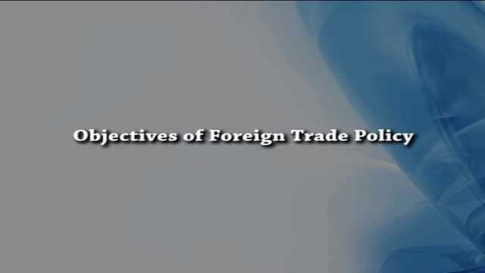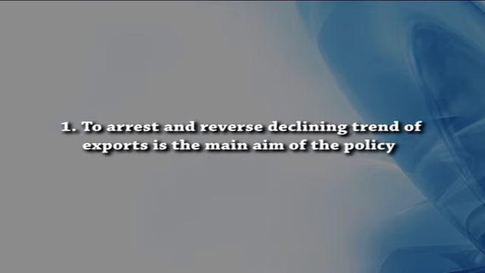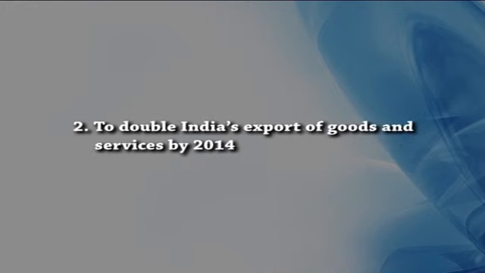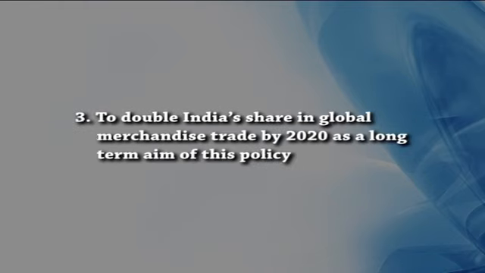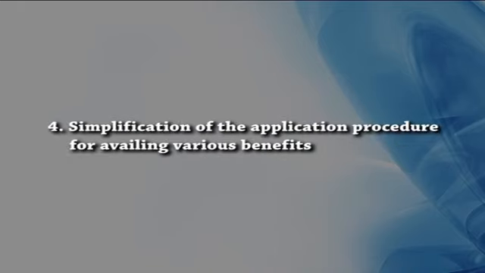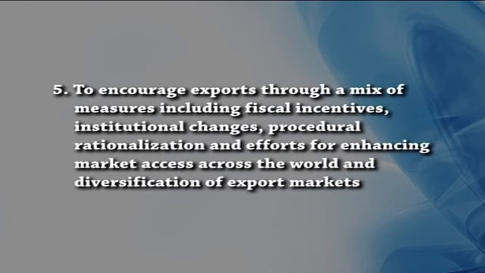Objective of foreign trade policy. To arrest and reverse the declining trend of exports is the main aim of the policy. To double India's export of goods and services by 2014. To double India's share in global merchandise trade by 2020 as a long-term aim of this policy. Simplification of the application procedure for availing various benefits. To encourage exports through a mix of measures including fiscal incentives, institutional changes, procedural rationalization and efforts for enhancing market access across the world and diversification of export markets.